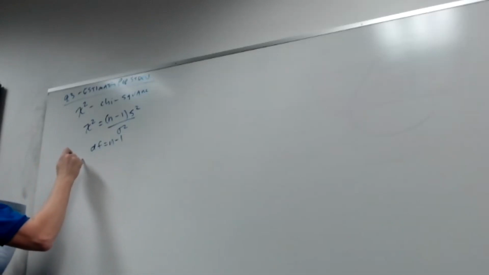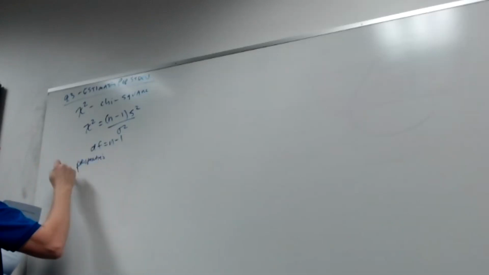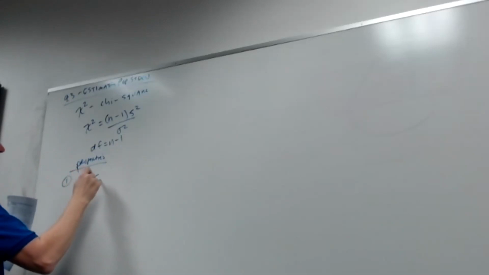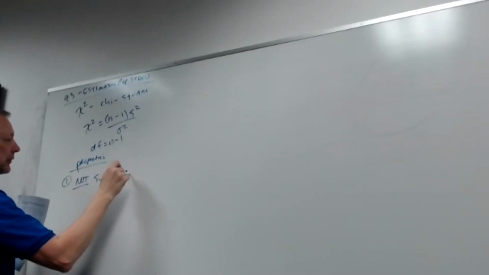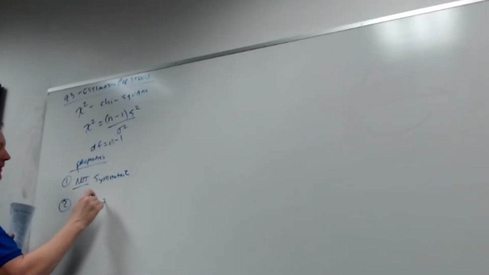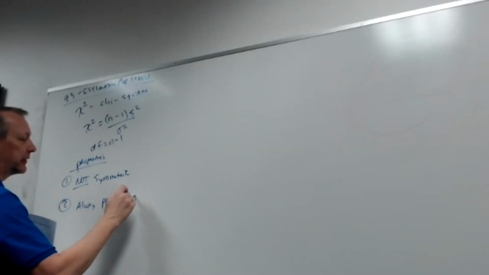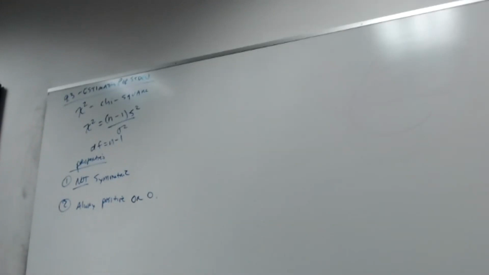Now, some properties of the chi-square distribution. Number one, it is not symmetric, which is, I mean, it'll be okay. It's not going to be too bad, but we're going to miss symmetry, okay? Number two, it is always positive because we're squaring our distribution, okay? Or 0. Maybe I'll put an or 0 there. It could be a 0, but it's never negative, okay?